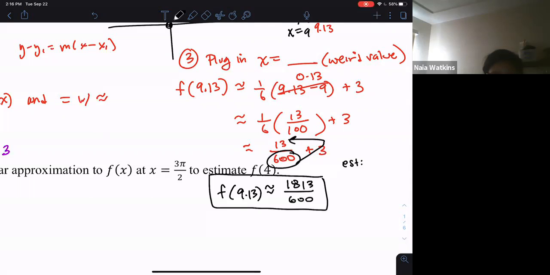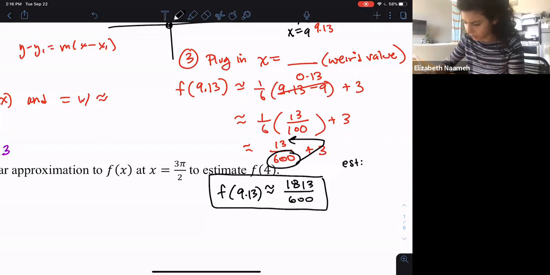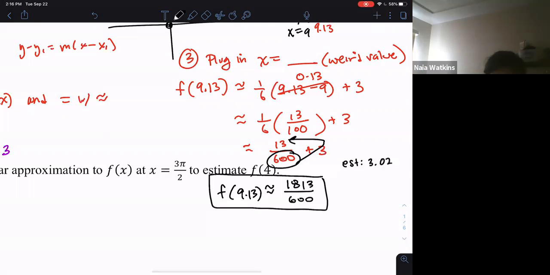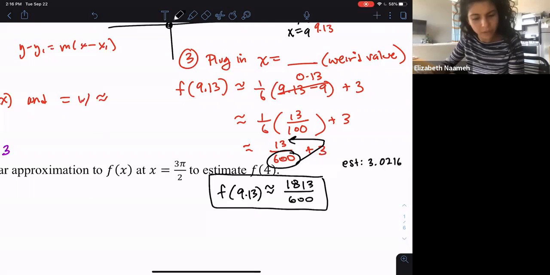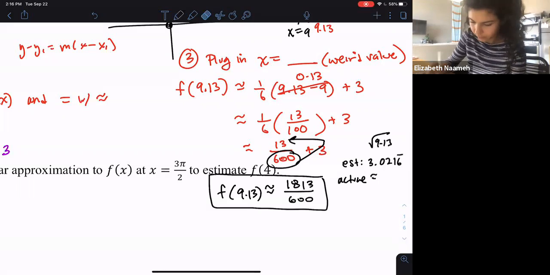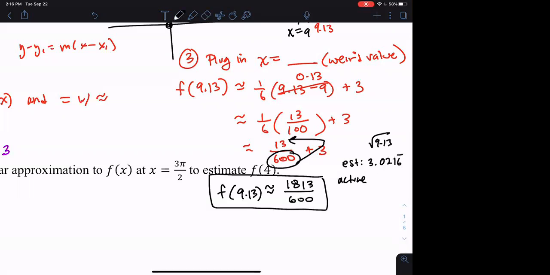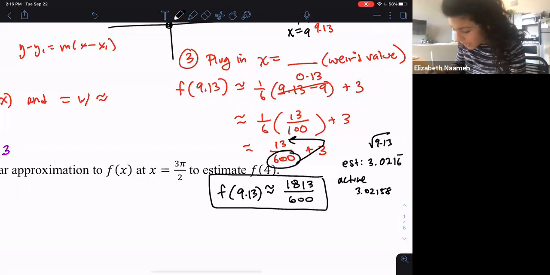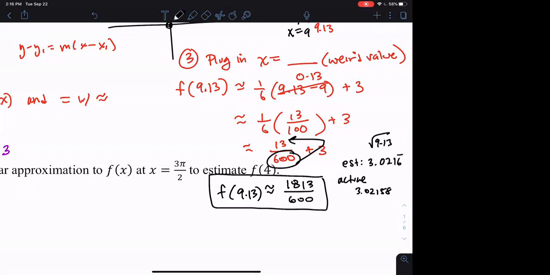I got 3.0216. Oh, yeah, oops, I see what I did wrong. Okay, 3.02166 repeating basically. Now, what was the actual value of the square root of 9.13? Somebody do that. 3.021588 and so on. 3.02158? Another 8? Oh, yeah.